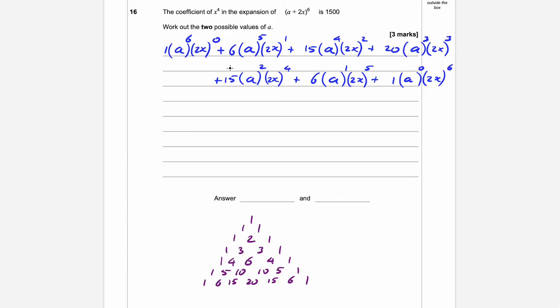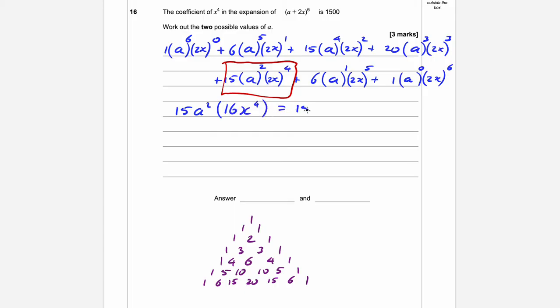The one we want, guys, is this one, because it's got the x to the 4 in it. Just by signaling this is the one you want, you'll get a mark. So then I can say that this is equal to 1500 x to the 4. So I can say 15a squared times 2 to the power 4. Be very careful here, guys. This is a mistake that many people are going to make. You have to do 2 to the power 4. So it's 16 x to the power 4.